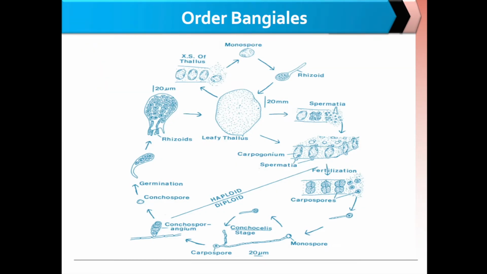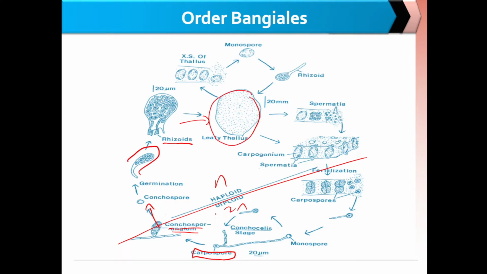Now, in terms of the cycle, no? The life cycle of your order Bangiales, it is very simple. You have a haploid and you have a diploid base right here. Your diploid base is composed of your carpospore that will grow and it will create your conchosporangium right here. Your conchospore will germinate into this leafy thallus right here. So this germination of your conchospore will lead to the development of a very leafy thallus.